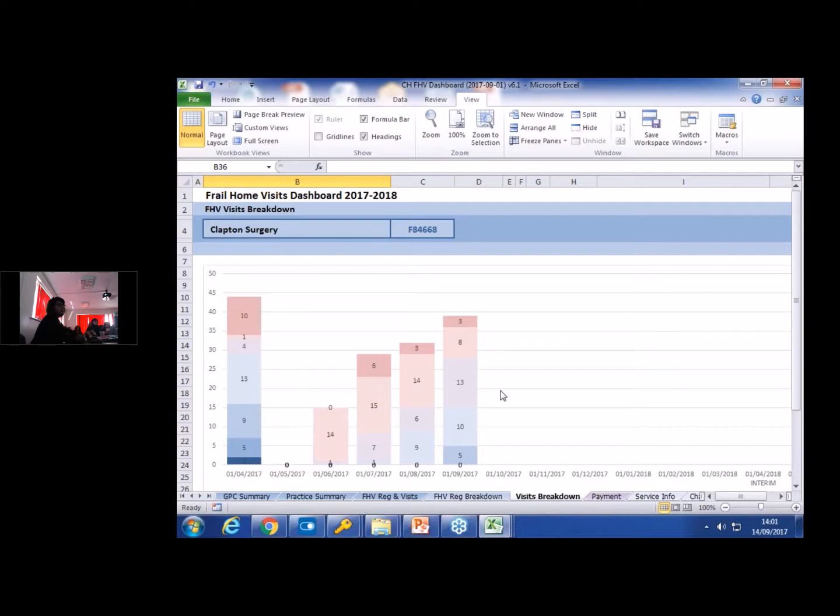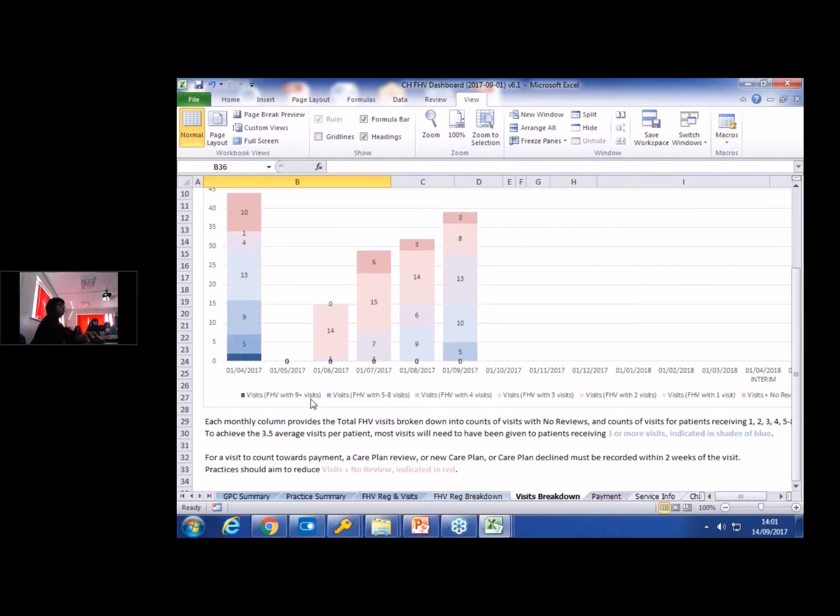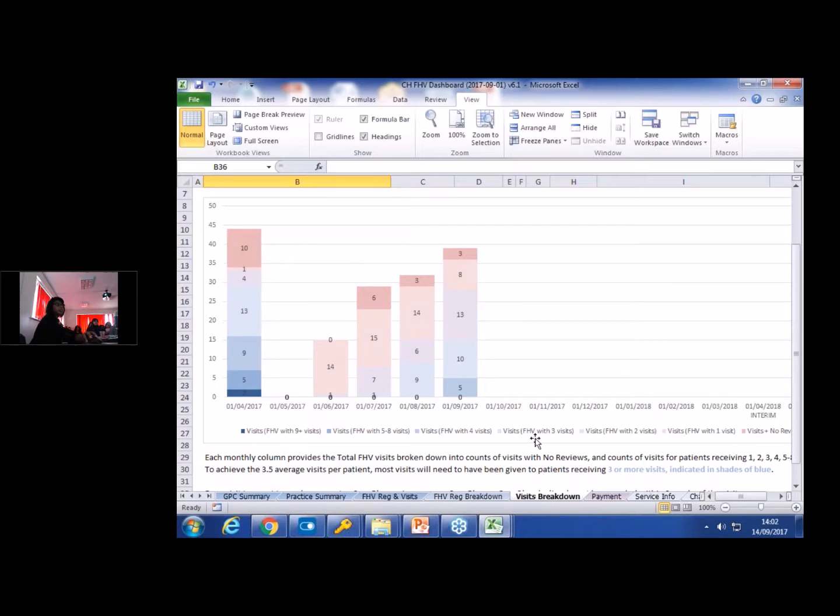There's also a page with visits breakdown, which shows how many visits patients had on your Frail Home Visits register. Last year, this practice had 2 patients with 9+ visits. This could be helpful for you to get an idea of how many visits you do on your patients. Again, the blue region here represents 3 or more visits, so you should be aiming to achieve more of the blue region.